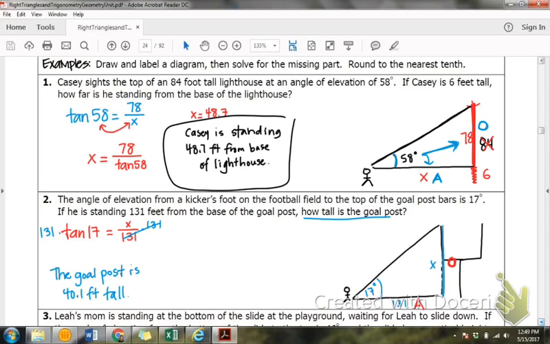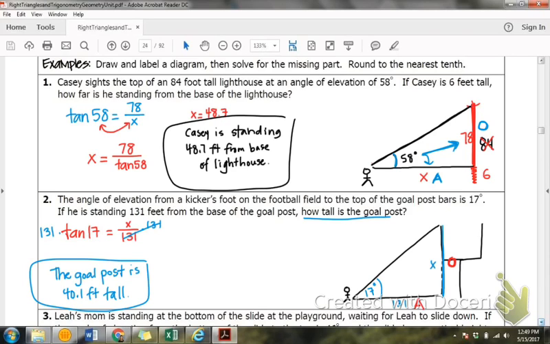Excellent. Monica? So 5 is big enough to change the 0, right? Yeah, we always round to the nearest tenth. Yep. Any questions on number 2?